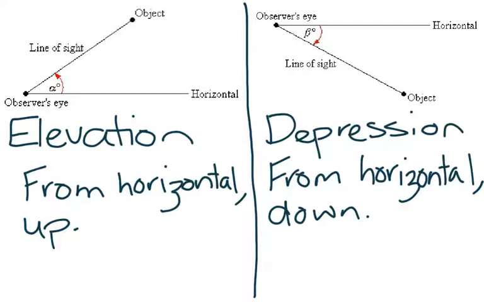So think you're looking straight ahead at something and then you look down at the ground. It's the angle between your line of sight and the horizontal. So where you were looking and then now where you are looking towards the ground. An example of this in the real world is standing on the top of a cliff and looking out to a boat that's out on the water.